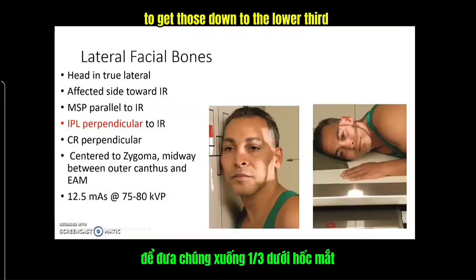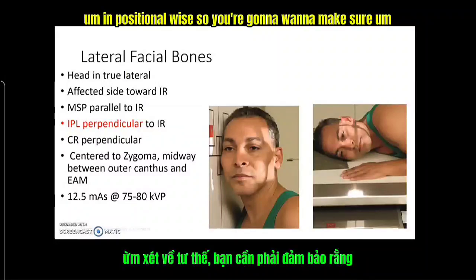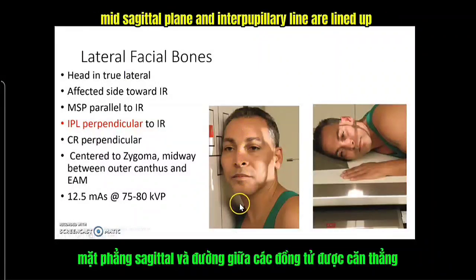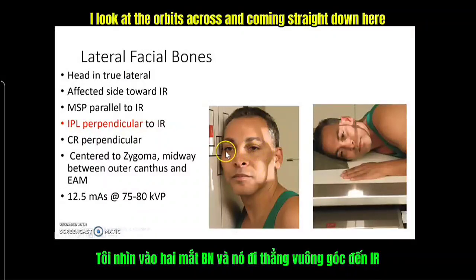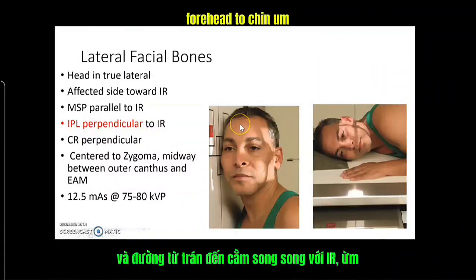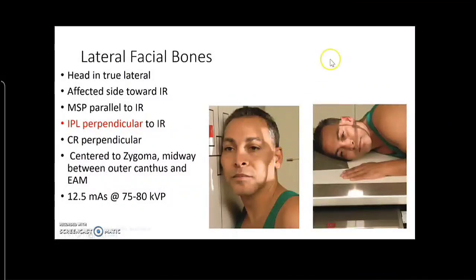Lateral facial bones, really similar to that of lateral skull in positional wise. So you're going to want to make sure mid-sagittal plane and interpupillary line are lined up here. You want to make sure that patient's in true lateral. So I always stand right in front of them. I look at the orbits across and coming straight down here, forehead to chin. You're going to center directly to the zygoma, midway between outer canthus and EAM.